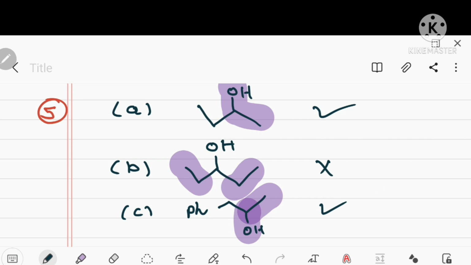So at the end I want to tell you that a species that can be converted or oxidized into a methyl keto group, that kind of species can give the haloform test. So I think all of the students can understand this whole topic.